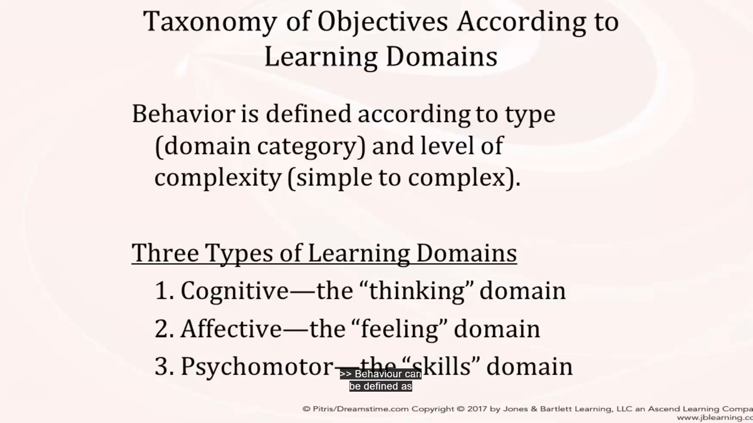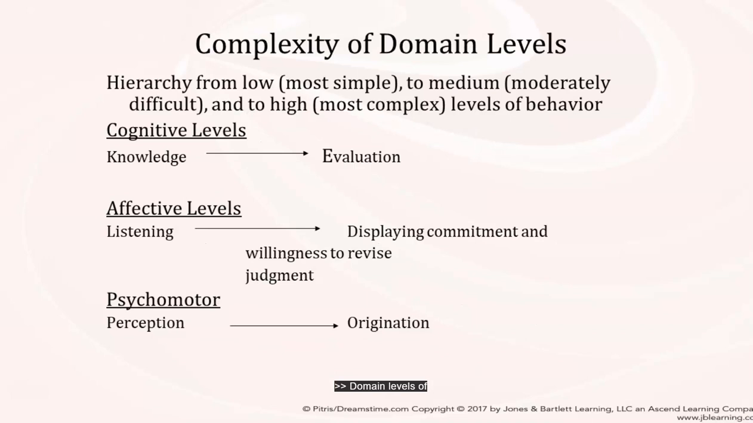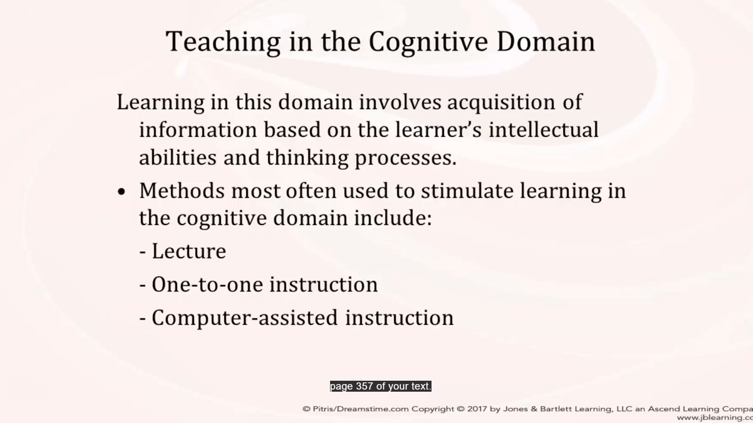Behavior can be defined as to type, domain, and by complexity, simple to difficult. The 3 learning domains are cognitive, the thinking domain, affective, the feeling domain, and psychomotor, the skills domain. Levels of behavior in each domain are described from simple to complex, with various verbs describing behavior at each level, and can be found on page 357 of your text.